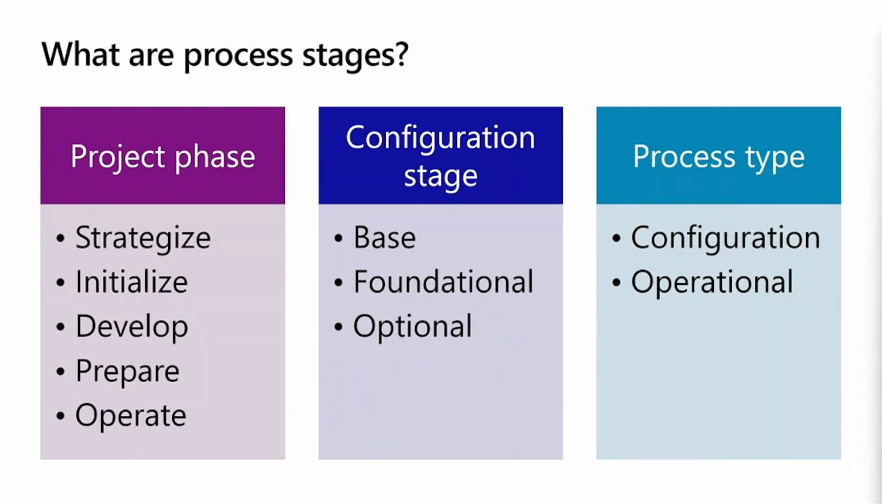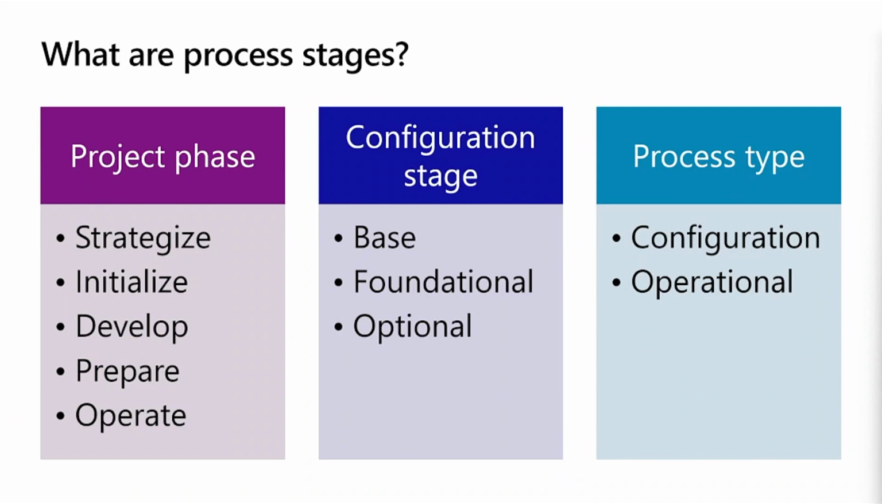There are three configuration stages, which are base, foundational, and optional. We've described in detail in our process steps, where to find things article, what each of these means, but at a high level, base means it's a configuration that's required in any implementation. It's part of what makes the system operate. So that would include things like a legal entity or a number sequence for finance and operations.